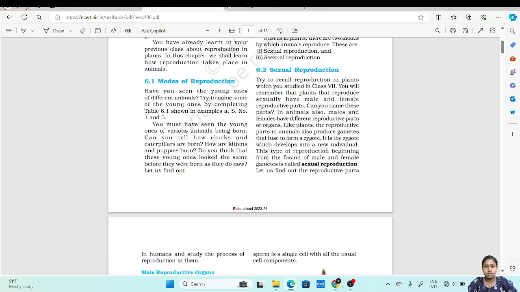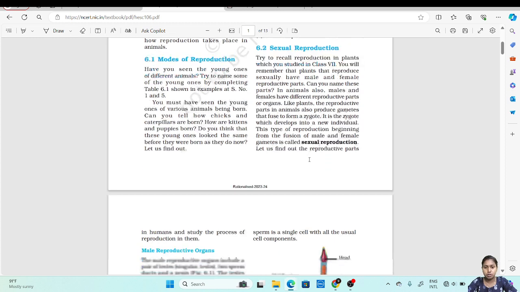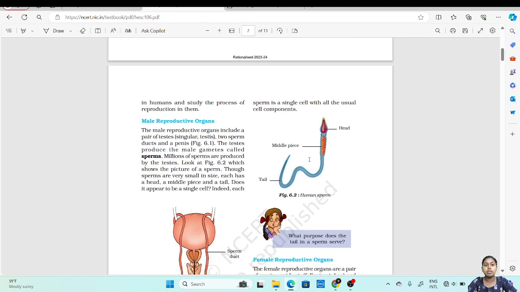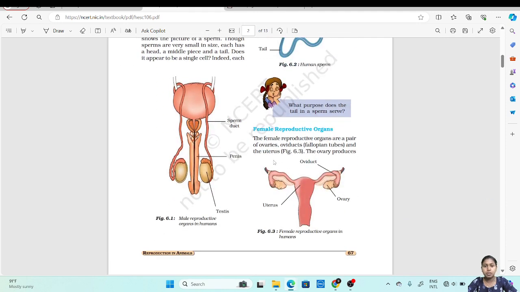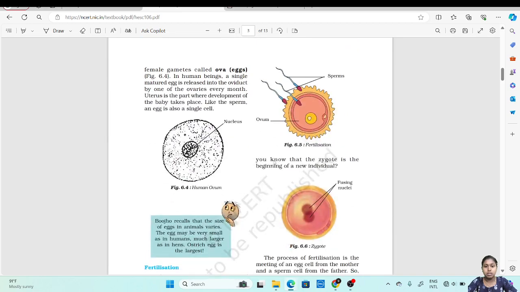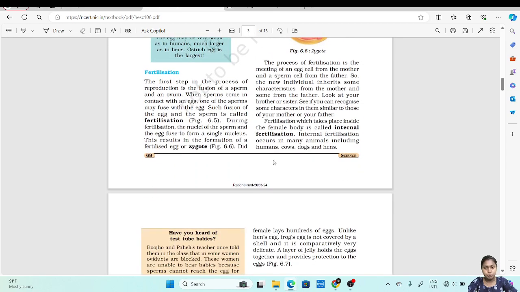So what is sexual reproduction? A type of reproduction that begins from the fusion of male and female gametes, which results in the formation of a zygote. Then we have seen the male and female reproductive organs of humans, and we have also seen the fertilization process.